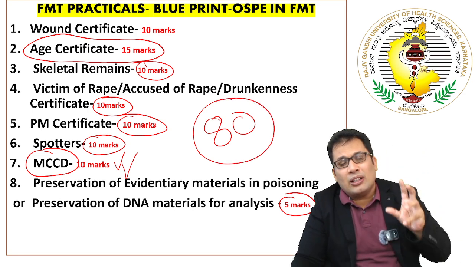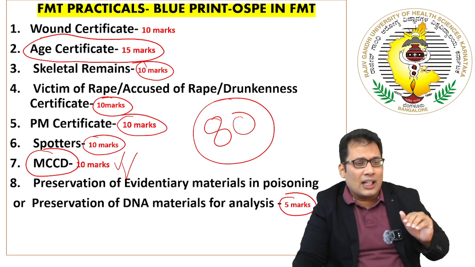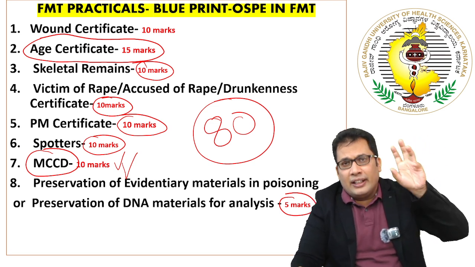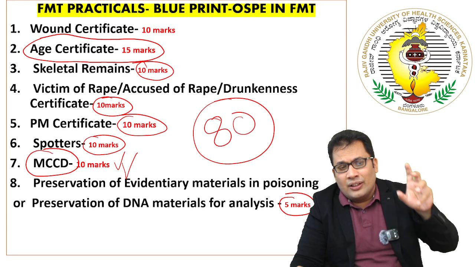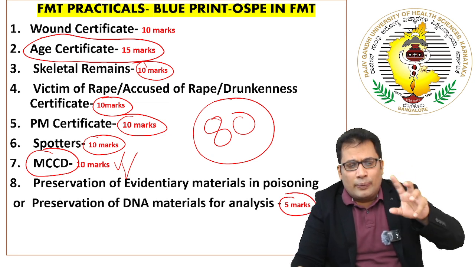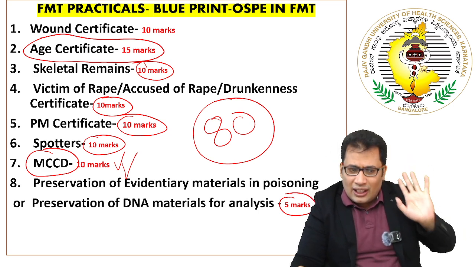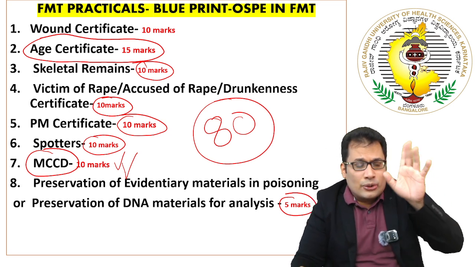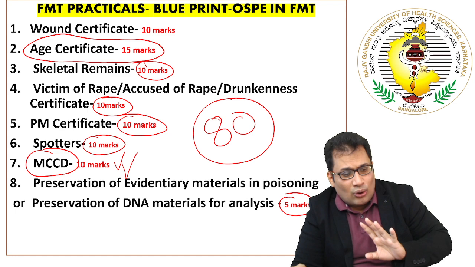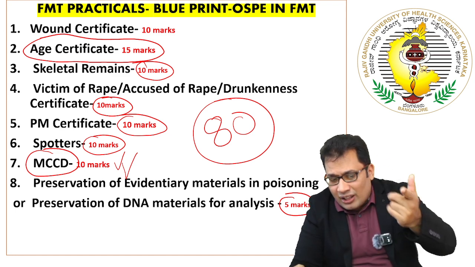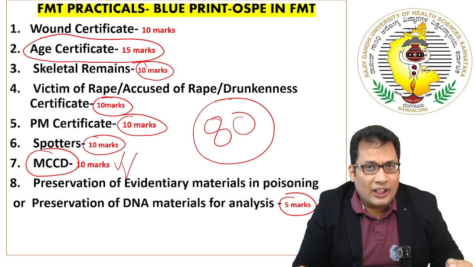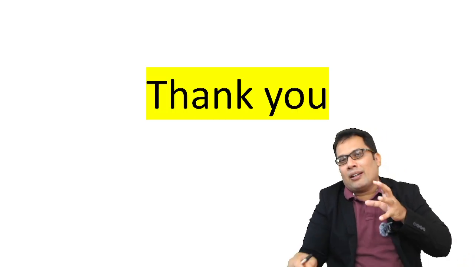So this is about your FMT practical. What are the exercises? I'll repeat again: own certificate, age certificate, skeletal remains. Then either victim of rape, accused of rape, or drunkenness certificate, that is 10 marks. PM certificate around 10 marks. Spotters around 10 marks. MCCD around 10 marks. 5 marks for either viscera or the preservation of DNA materials. So this is about the pattern of the question paper in forensic medicine as per RGUHS guidelines.